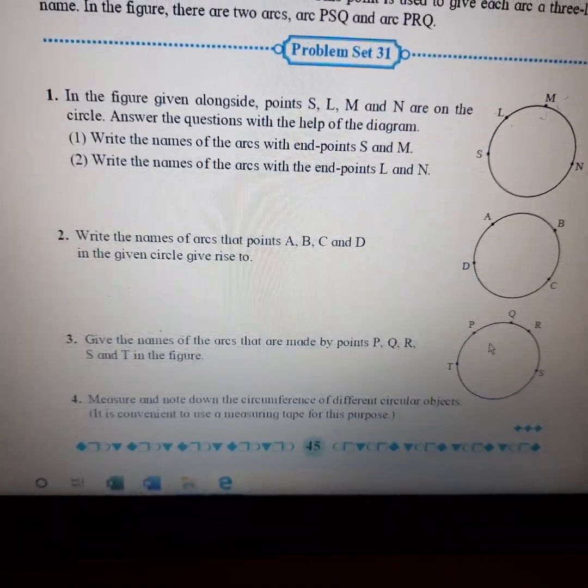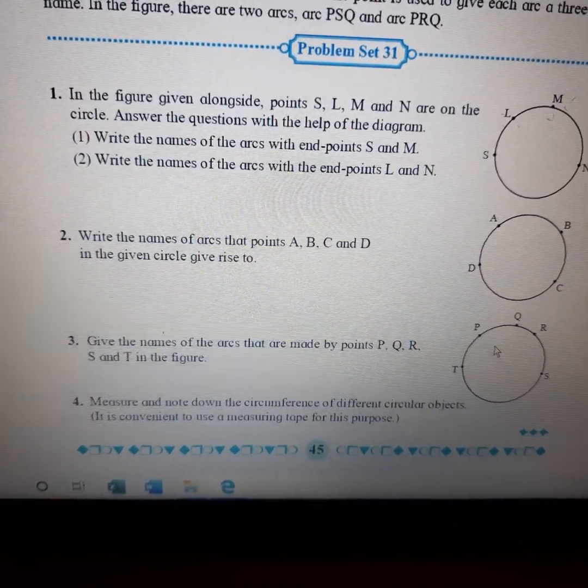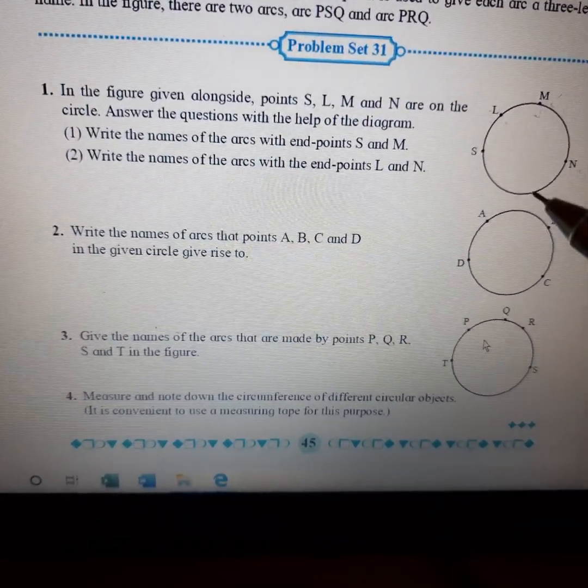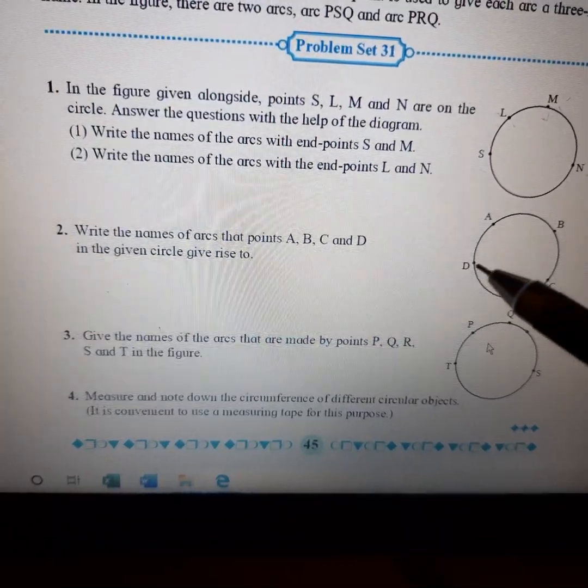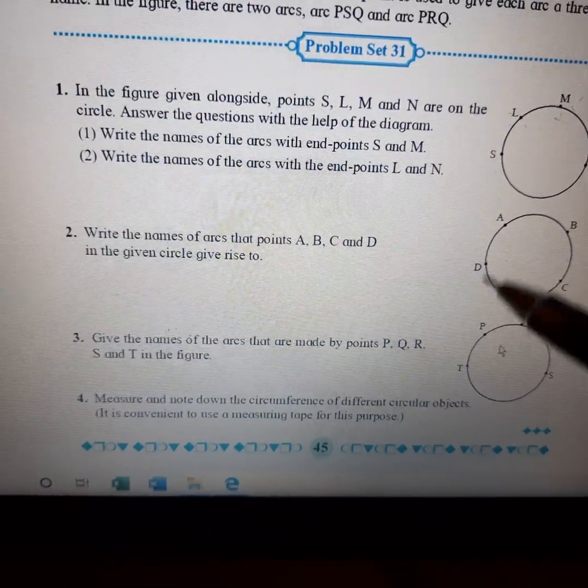Second figure. Write the names of arcs that points A, B, C and D in the given circle give rise to. Here you can see A, B, C, D. They are saying write the names of the arcs that these points are giving rise to.